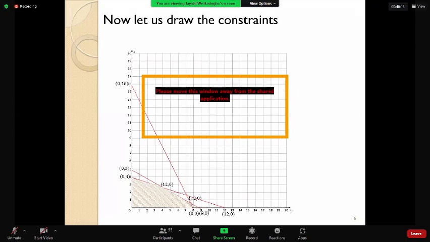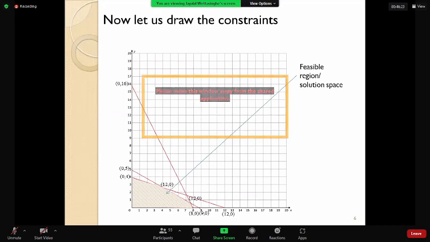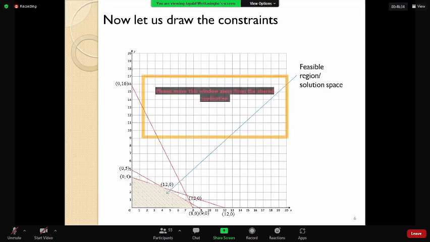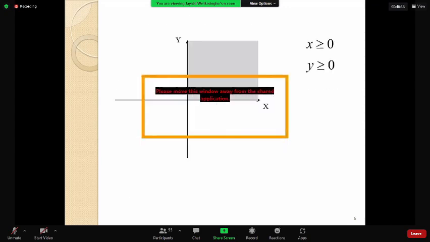This area is called a special name. This is called the feasibility region or solution space. Feasibility region, or we can say feasible region or solution space. Why do we call this solution space or feasible region? Now we know that. Let's go back to the question.